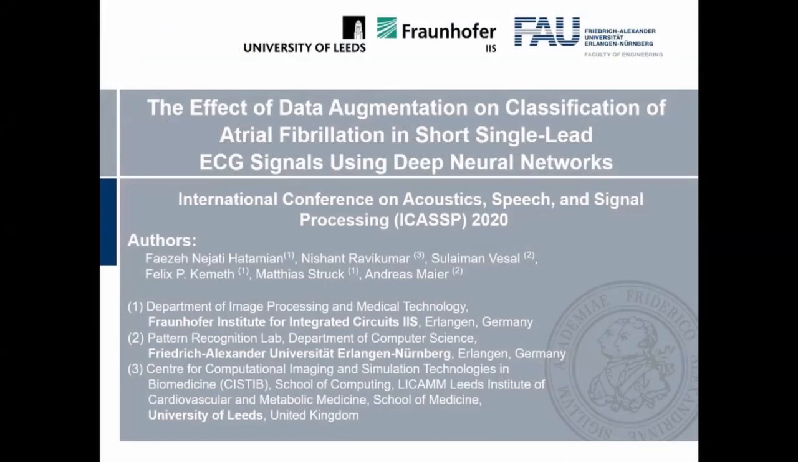My name is Faezeh Nejati Hatamian. I'm a PhD student at Friedrich Alexander Universität Erlangen-Nürnberg. Our paper is titled The Effect of Data Augmentation on Classification of Atrial Fibrillation in Short Single-Lead ECG Signals Using Deep Neural Networks. This work has been done in collaboration with Fraunhofer Institute IIS and the University of Leeds.